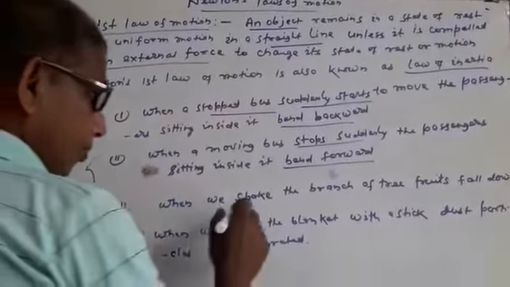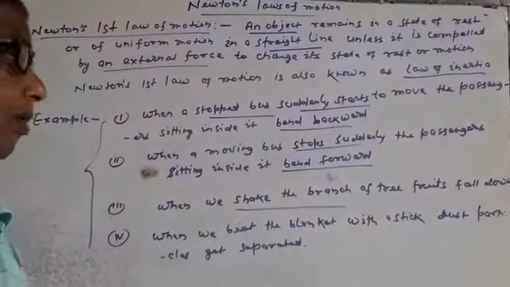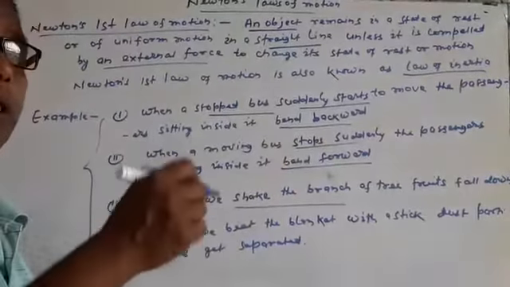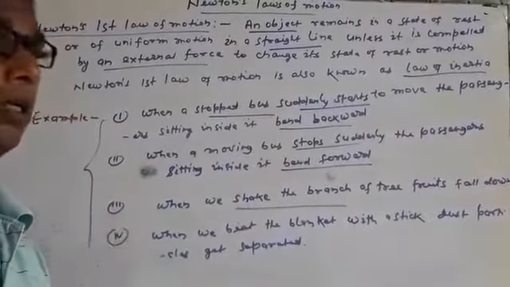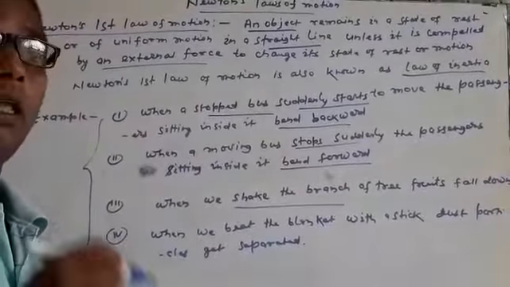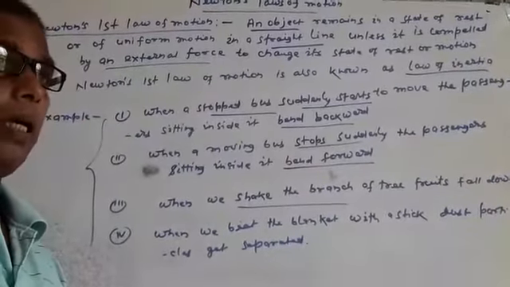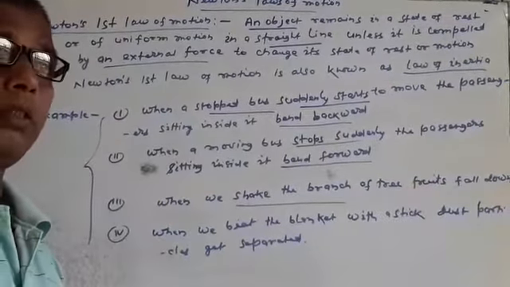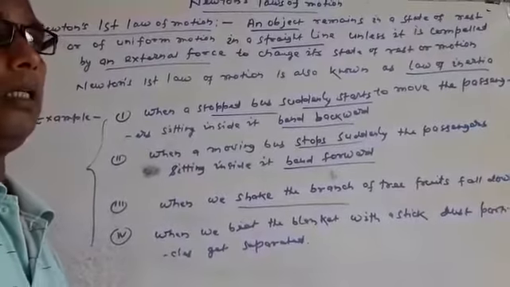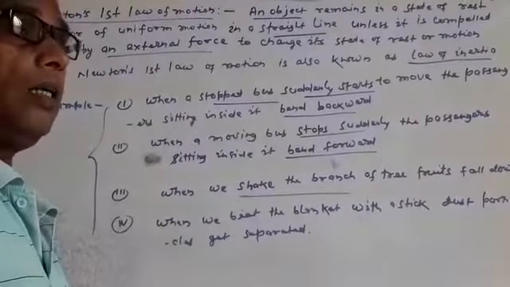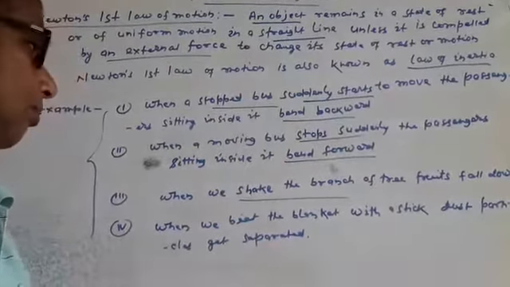Third example, when we shake the branch of a tree, fruits fall down. Same answer. Before shaking the branch, fruits as well as the branch are in the inertia of rest. When we shake the branch vigorously, the branch comes in the inertia of motion, but fruits want to remain in the inertia of rest. That's why they get detached from the branch and fall on the ground.